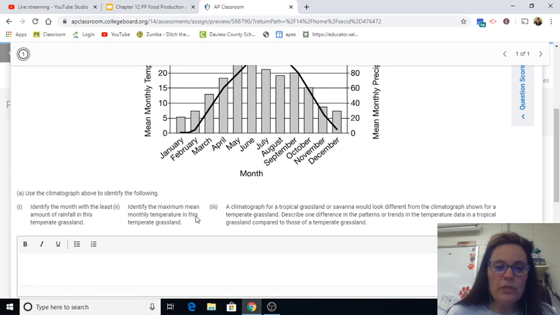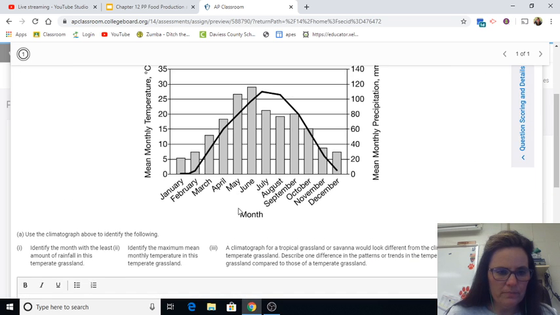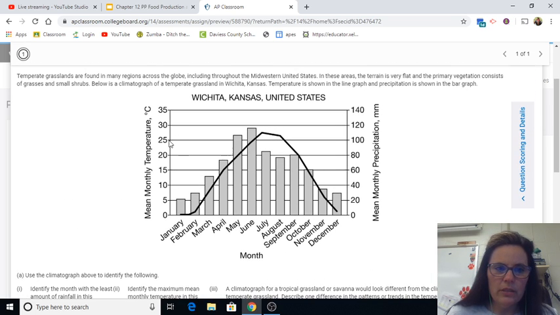And then number 2 says, identify the maximum mean monthly temperature in this temperate grassland. So we go here, right? Okay, everybody still seems to be with me. So we're about right here, and your rubric is accepting between 27 and 28 degrees Celsius. So I wouldn't get fancy with that. Everybody that I've graded so far, which is pretty much just Max and Kaylee, both said 27, and that's good.